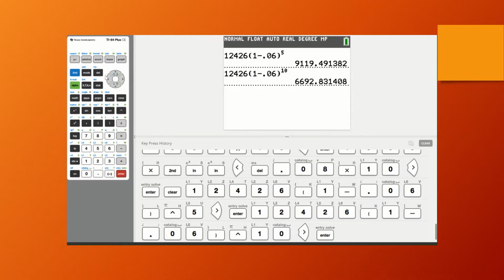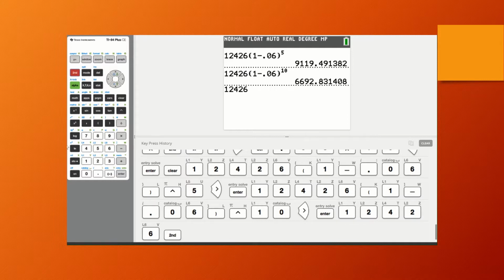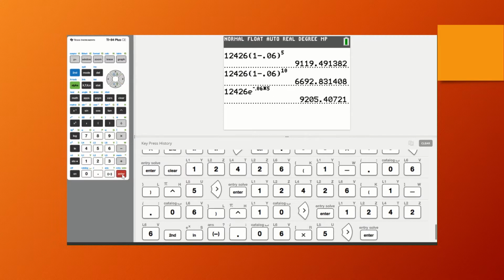Well, how about if we've got a continuous rate of decay? Again, we start with 12,426, the current population of the town. Then we're going to use the natural base, so I'm going to hit second, ln, or e to the x, and then we've got a negative 0.06 rate of decay. We're first going to do it times 5 years. If we had a continuous rate of decay, what would our population be in 5 years? About 9,205 people.